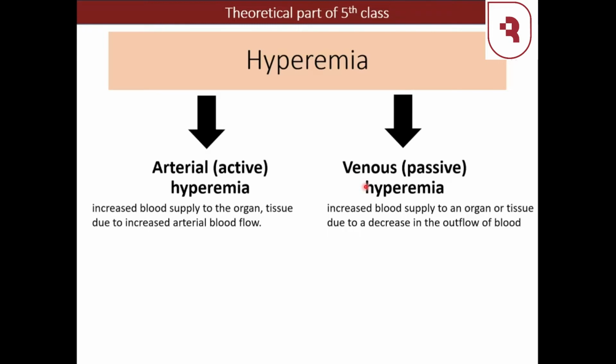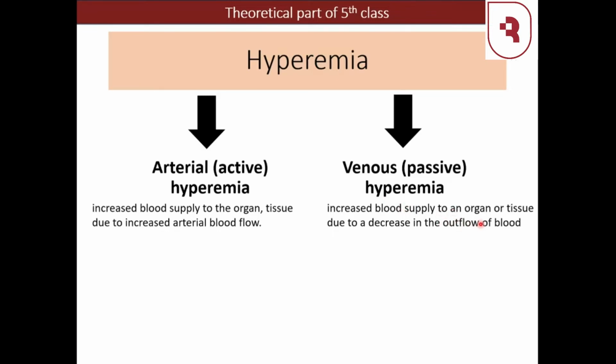Hyperemia is an increase of blood supply in the organ and blood accumulation in the organ. Hyperemia may be divided into groups like arterial or active hyperemia and venous or passive hyperemia. The main idea of these processes is different. In case of active hyperemia, we see increased blood supply to the organ through the arteries. And in case of venous hyperemia, we see disorders of outflow of blood from the organ.